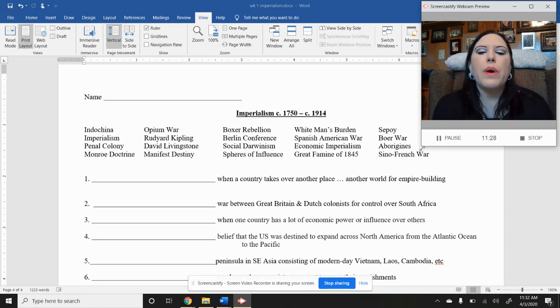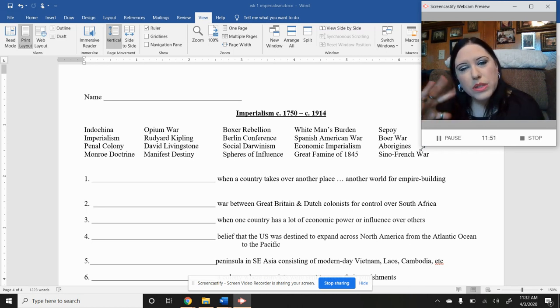Okay, the next one, the Spanish-American War. The Spanish-American War is a war between Spain and America, where really it's all fought because this ship gets blown up. But as a result, oddly enough, we win. And as a result, we get several of Spain's islands in the Caribbean and some in the Pacific Ocean.